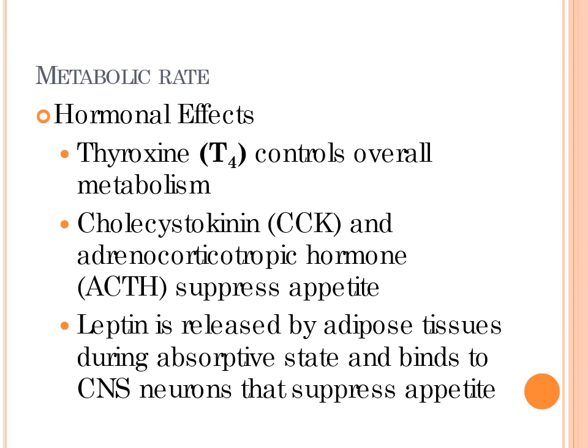Our metabolic rate is affected by hormones. Thyroid hormones are the main hormones of metabolism. They control your overall metabolism. Cholecystokinin, which hopefully from last week you remember, increases pancreatic secretions and causes contraction of the gallbladder. And ACTH, adrenocorticotropic hormone, helps in suppressing your appetite.